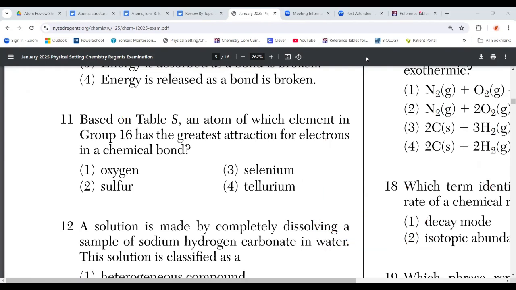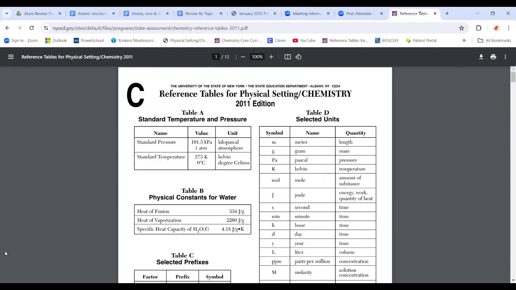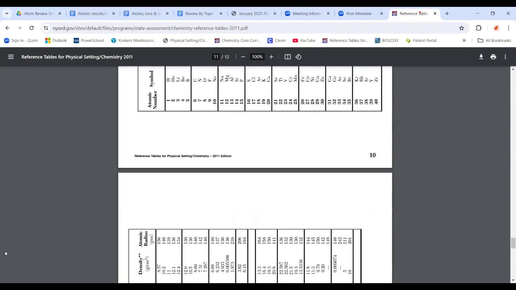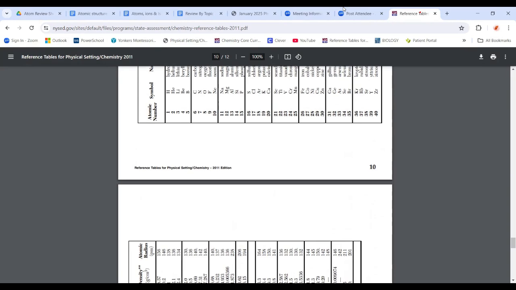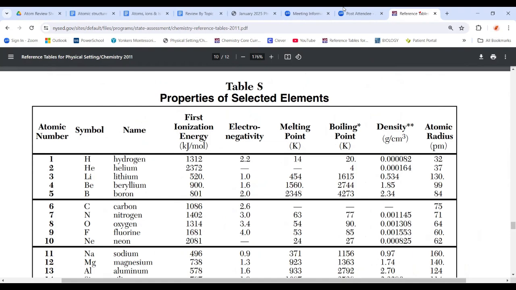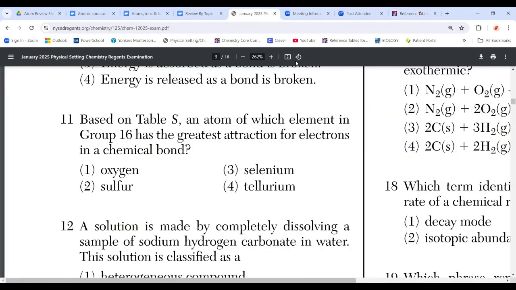So if I go to the reference table and I go to table S, which is all the way at the end after the periodic table, okay, they have on here all 3 trends: ionization energy, electronegativity, and atomic radius. But they didn't tell you which one you're looking for. They gave it to you in kind of a vague way. So the one you're looking for represents the attraction for electrons in a chemical bond. That's a working definition of electronegativity.